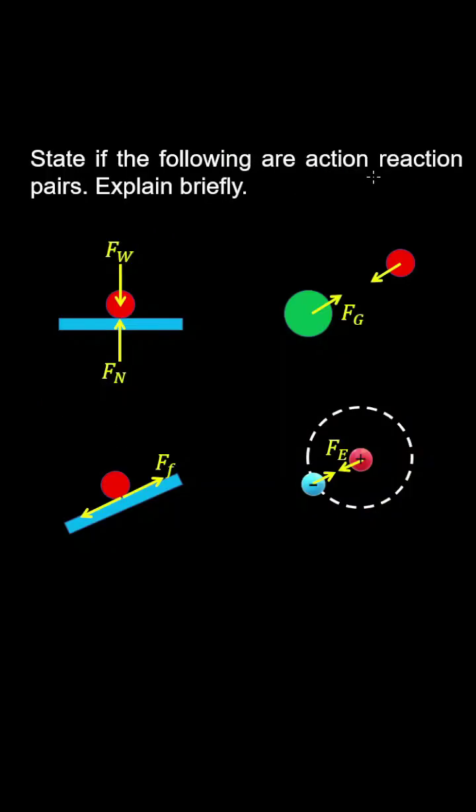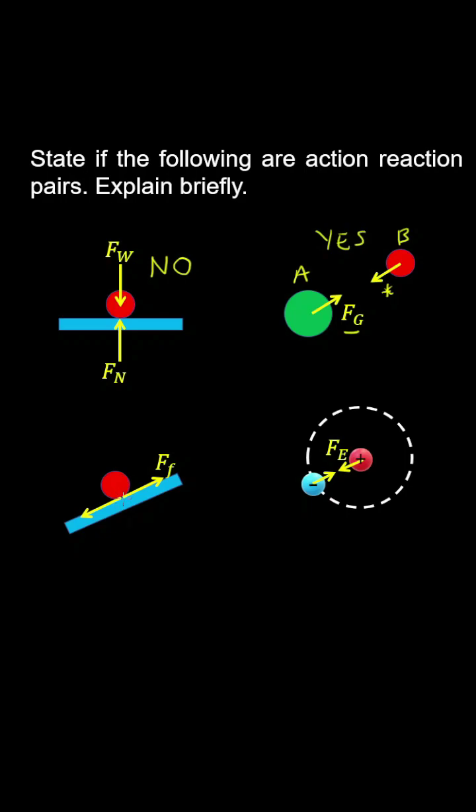State if the following are action-reaction pairs. Recall by Newton's third law that every action has an equal and opposite reaction. In the first case, the normal force is not the same as the force of weight, so these do not form an action-reaction pair. In this second case, the gravitational force exerted by object A on object B is equal and opposite to the gravitational force exerted by B on A, so these form an action-reaction pair.